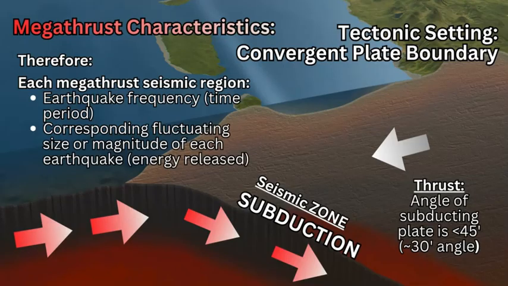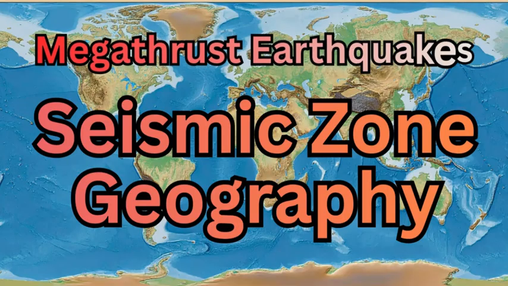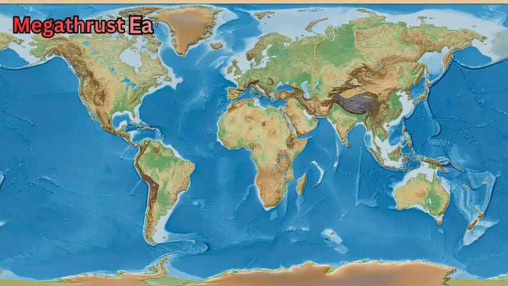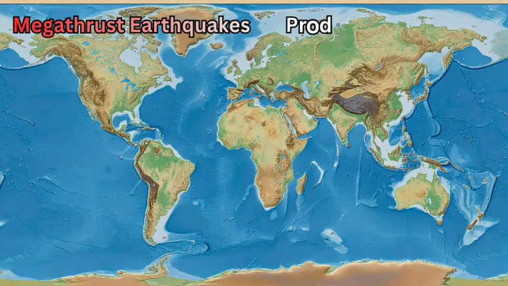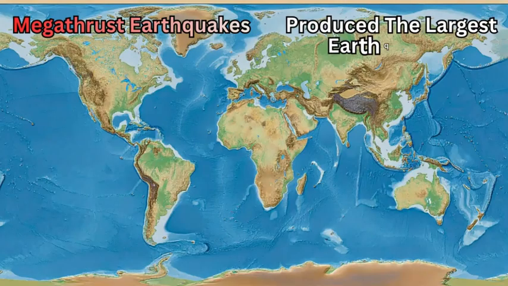However, there are different time periods and frequencies of each earthquake and how often they occur, and the magnitude of the earthquake and the energy that's released. So these megathrust earthquakes occur on subduction zones around our planet in different tectonic seismic zones, and have produced some of the largest earthquakes ever recorded by mankind.